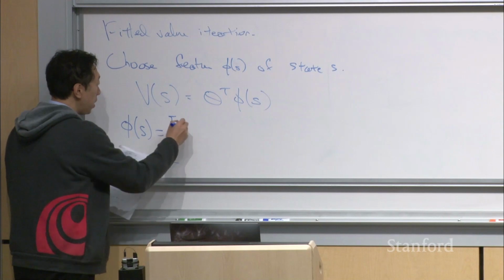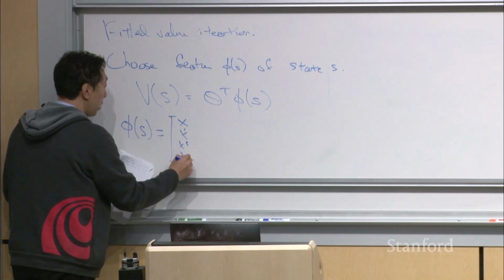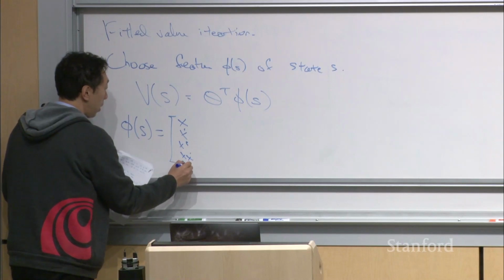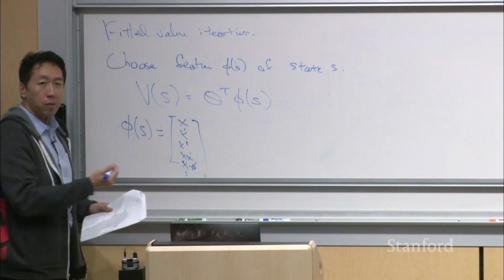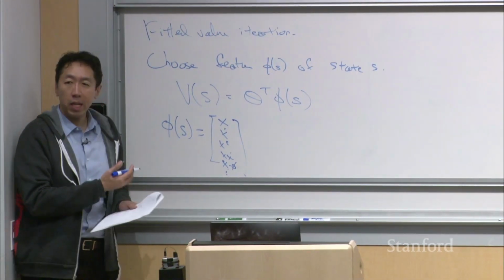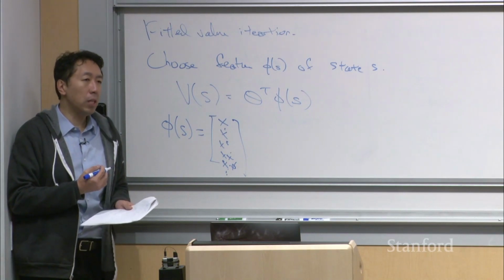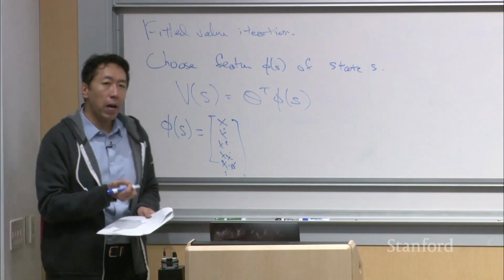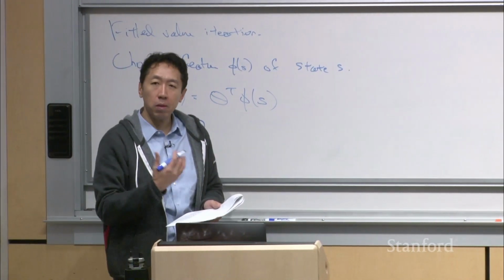Then phi of S, maybe you have x dot, maybe you want x squared or x times x dot or x times the pole orientation and so on. So take your state S and think up some nonlinear features that you think might be useful for representing the value. And remember what the value is. The value of a state is your expected payoff from that state, expected sum of discounted rewards.